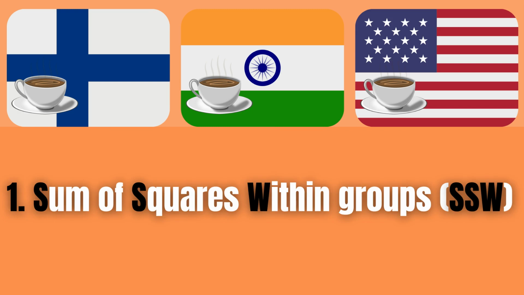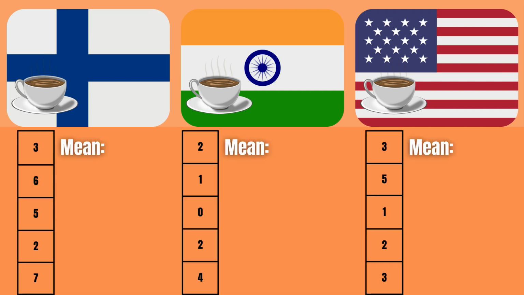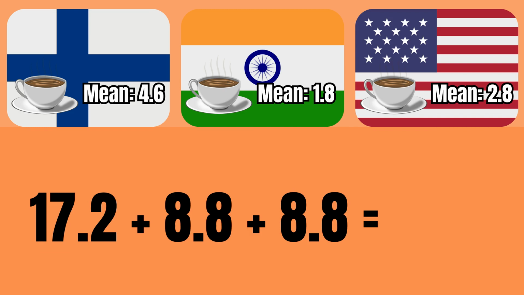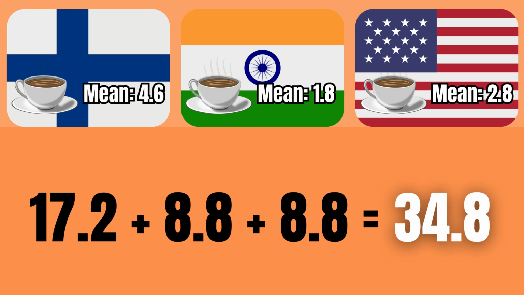The sum of squares within groups can be calculated in 4 steps. Step 1. Calculating the mean for each group, which is 4.6 for Finland, 1.8 for India, and 2.8 for the USA. Step 2. Square the difference from the mean for each observation. Step 3. These differences from the mean are added together, which is 7.2 for Finland and 8.8 for both India and the USA. Step 4. Finally, these sums are added together, which equals 34.8.